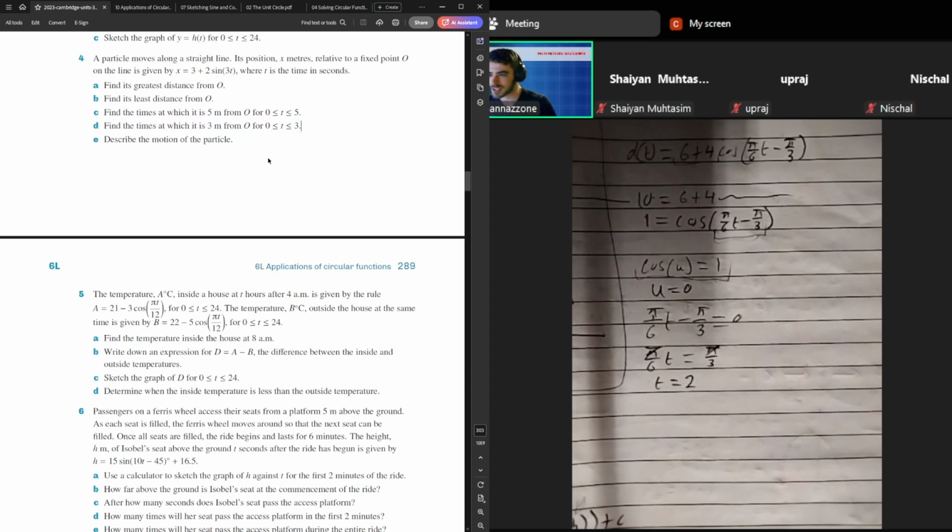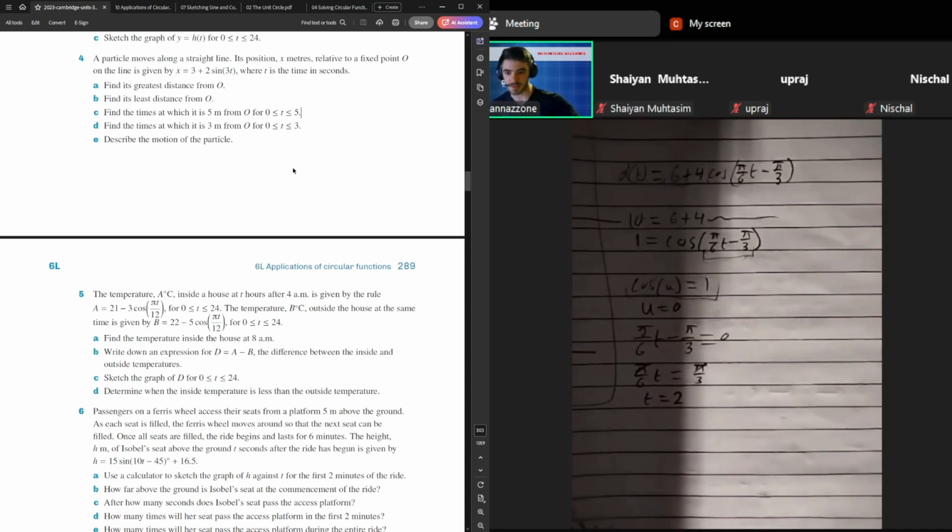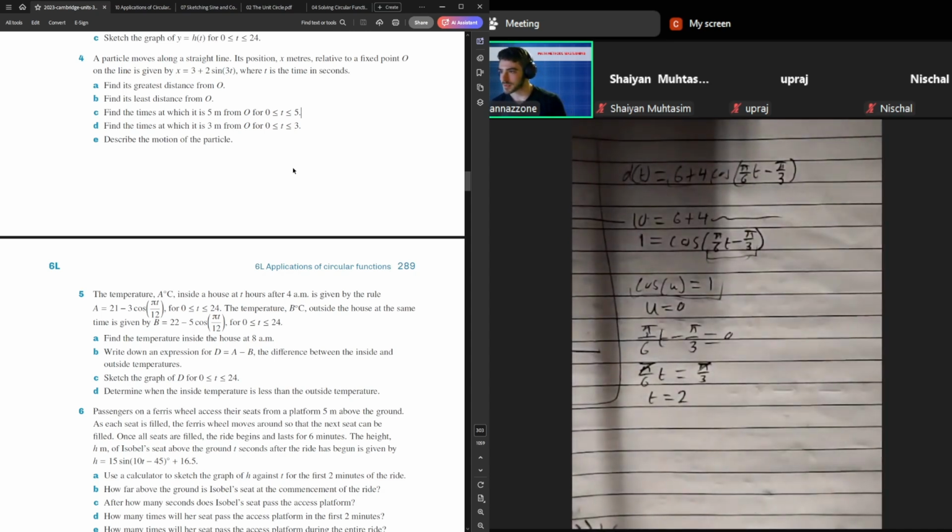Find the times at which it's 5 meters. Find the times at which it's 3 meters. These are effectively the same question. We've done 2, maybe 3 examples of this. Who can tell me how we would do this, at least conceptually? We're actually looking at the solutions to one of them on the handwritten notes.